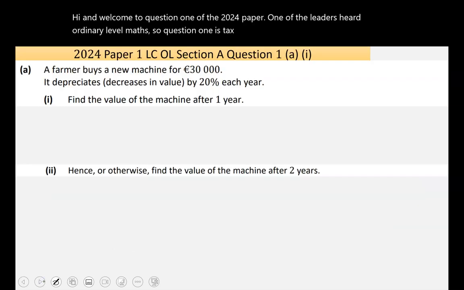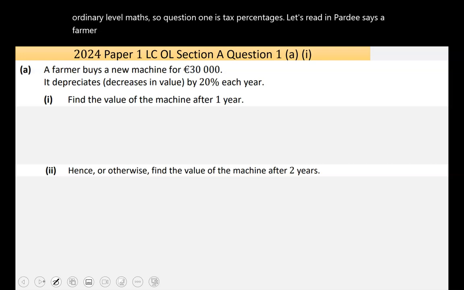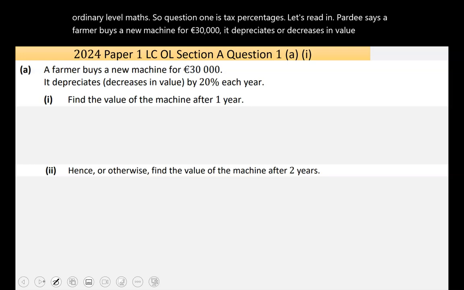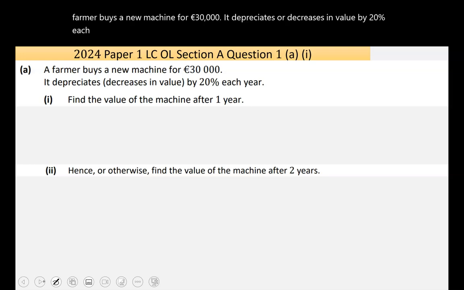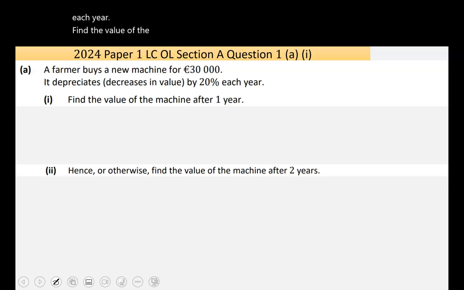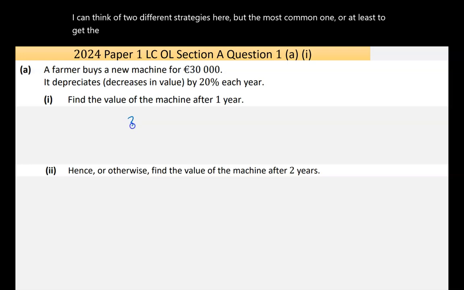So let's read it in. Part A says a farmer buys a new machine for €30,000. It depreciates, so decreases in value by 20% each year. Find the value of the machine after 1 year. I can think of two different strategies here, but the most common one, or at least to get the attempt, would be to find out what is 20% of 30,000.